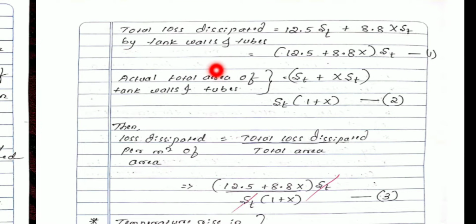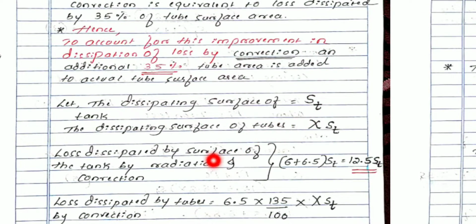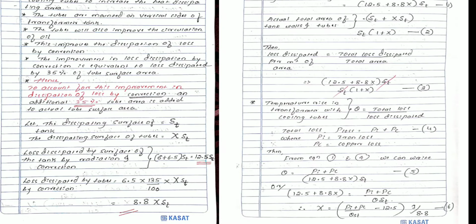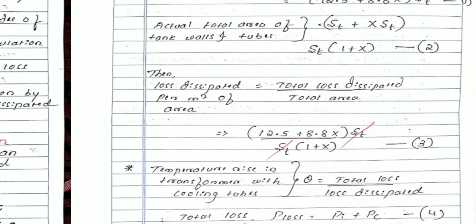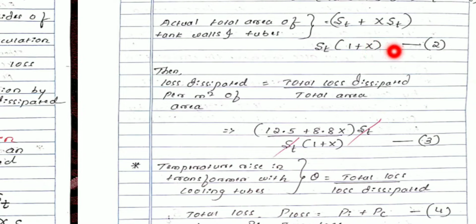Then what about the actual total area of the tank walls and tubes? Actual area means without any loss dissipation through the media; radiation and convection processes are not being considered here. Then actual area is nothing but the sum of these two: the dissipating surface area of the tank plus the dissipating surface area of the tube. So the actual total area of the tank as well as the tubes is equal to ST plus XST. What is common here? ST, I will take it outside, and 1 plus x remains inside. Call this equation 2.